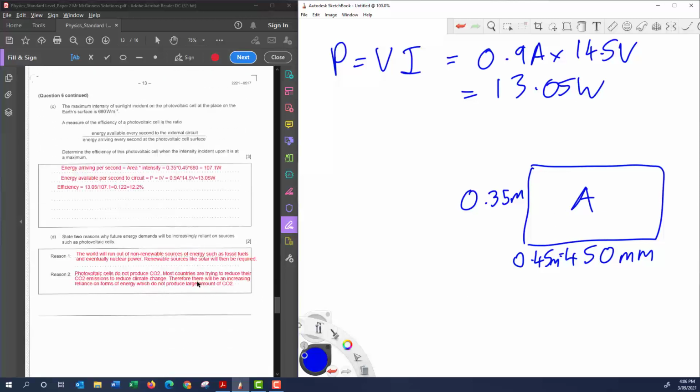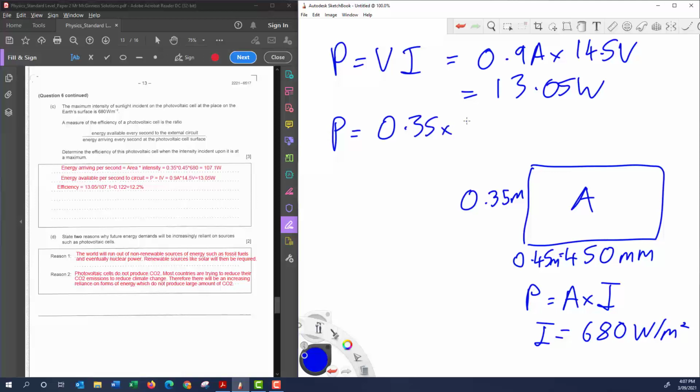Once I know that, I can use that the power delivered to that area is equal to the area multiplied by the intensity of the sunlight. In this case, they've told me the intensity is equal to 680 watts per square meter. I can calculate that area: it's 0.35 times 0.45. So my power is equal to 0.35 times 0.45 meters, all multiplied by 680 watts per square meter. In this case, that's 107.1 watts.